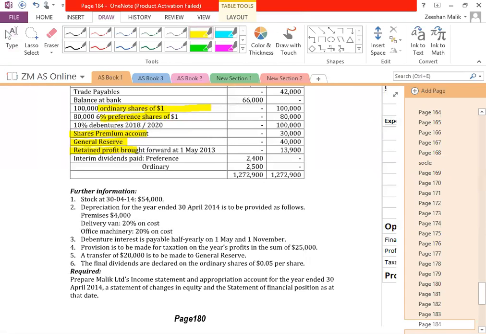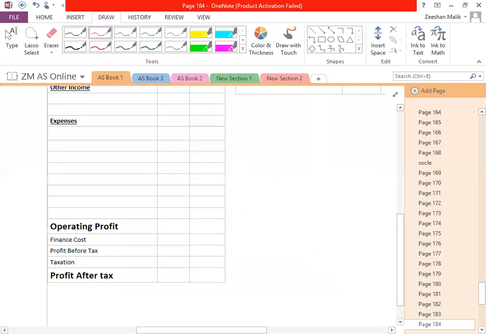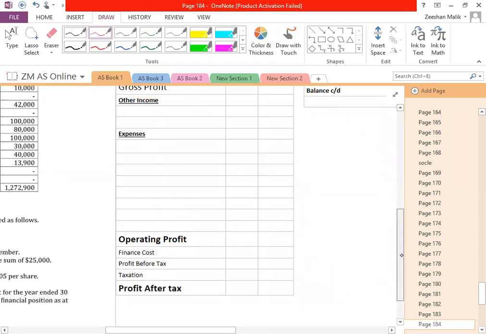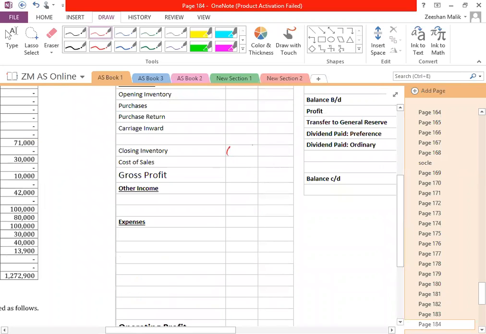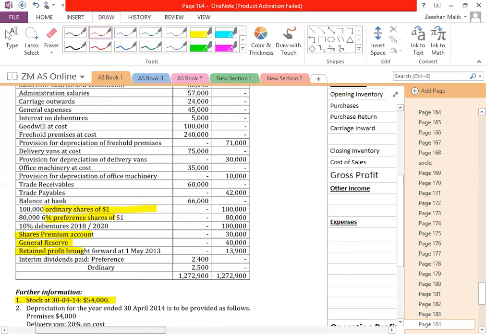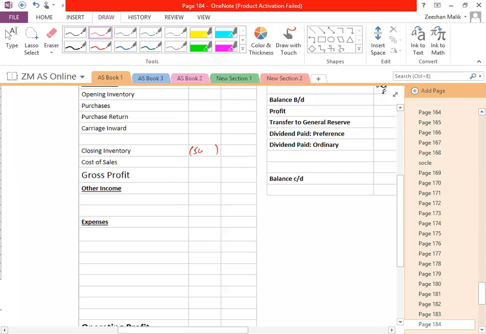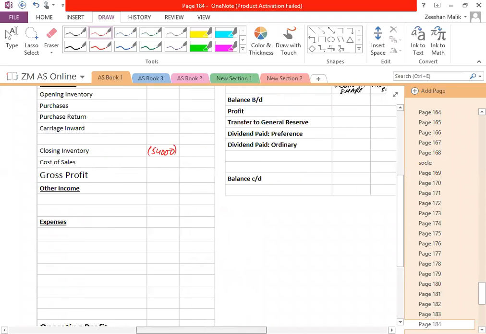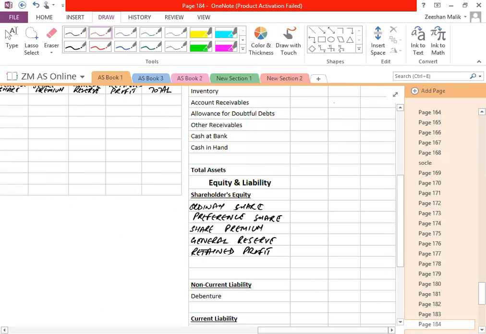Number 1, the same stock. This is a clothing stock, 54,000. 54,000 closing inventory. Every adjustment affects twice. Clothing inventory is a part of the income statement here. The value was 54,000 and to be taken as a current asset, 54,000.